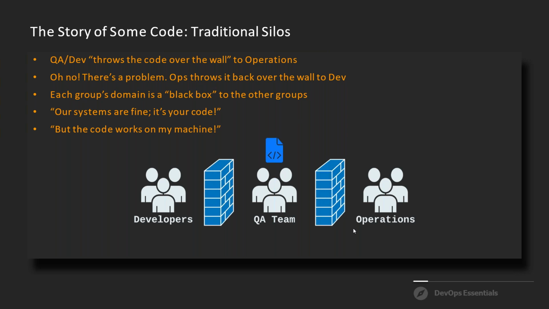Now the problem is coming because, for developers, the QA team and the operations team are a black box. A black box means they don't know what is inside it, and they don't know how it works. The same is true for the other two teams as well. So each group's domain is a black box to other groups. Our systems are fine, it's your code problem. But the code worked on my machine. The developer says, hey, I tested it locally. It is a problem with your machines, not with the code. The previous code is working fine, but the new latest version that you wrote is not working. The problem is not with the servers, the problem is with the code. This is the blame game that I was talking about right from the beginning, guys.